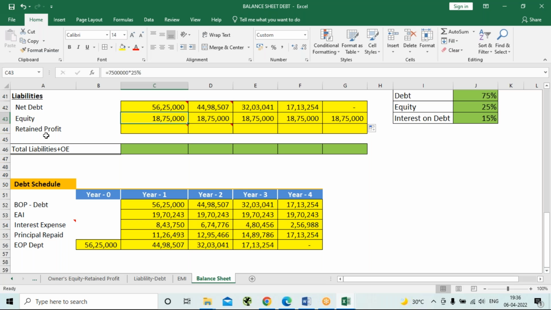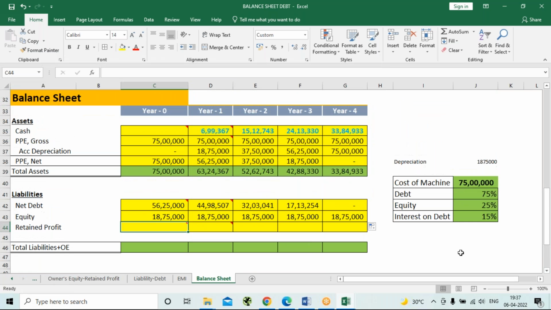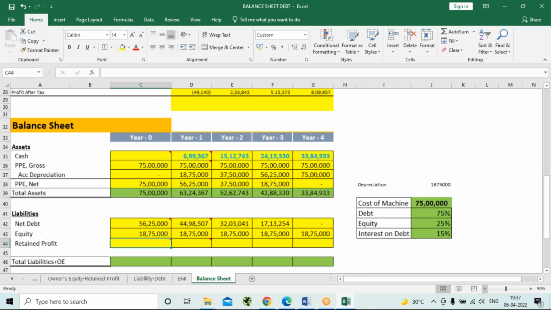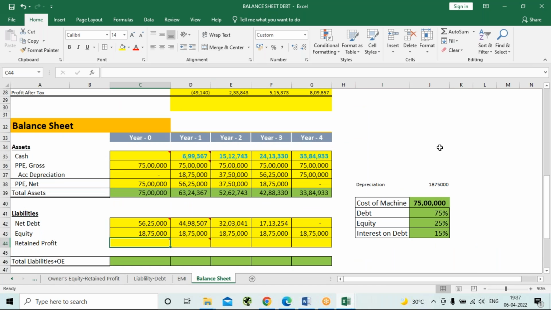So what could be the retained profit to be entered? How do we enter the retained profit? From where can we derive this value? From the income statement. Yes, from the income statement. So there is no year zero value from the income statement, so this remains as zero.